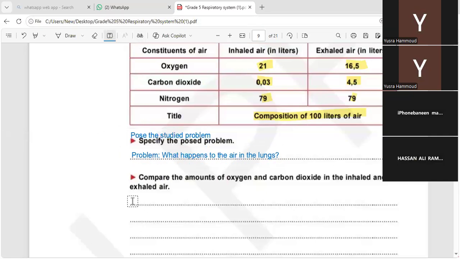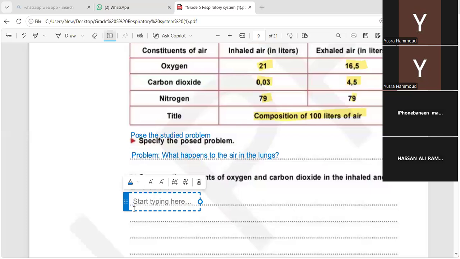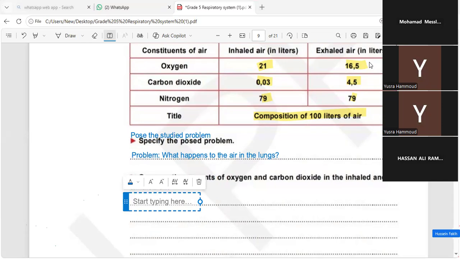The amount of oxygen in the inhaled air, how much? 21 liters. Don't forget liters, the unit. Continue, and in exhaled air, 16.5 liters. 16.5 liters. We are comparing, we can't say "and". What do we say?